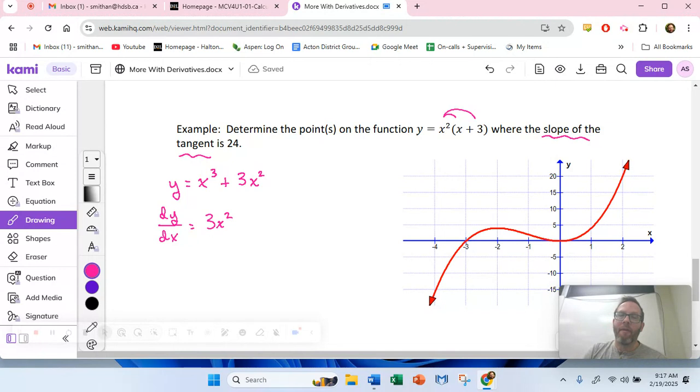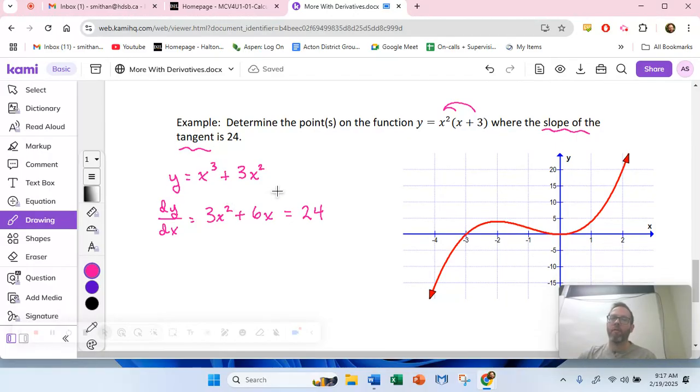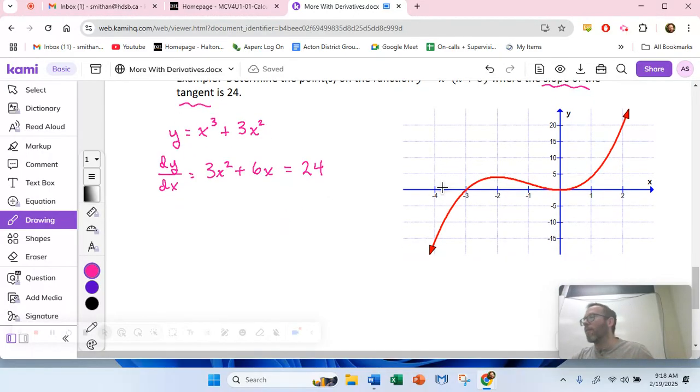The derivative, now that I have the right function, is 3x squared plus 6x. And this question is saying, when is the derivative equal to 24? When is the slope of the tangent line equal to 24? So what we have is a quadratic equation. You learned how to solve quadratic equations in your grade 10 course, and at this level of math, you can just solve it.